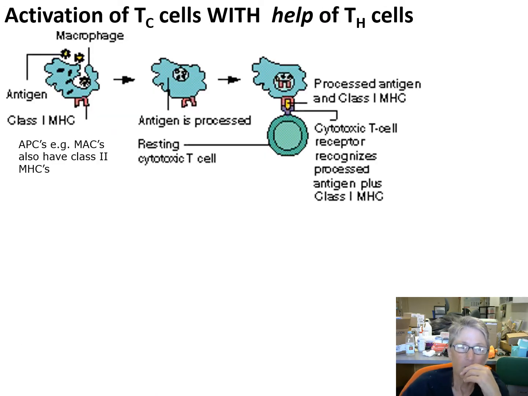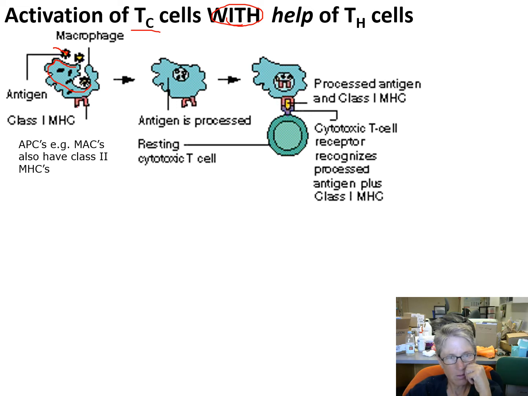Okay, so let's take a look at this cartoon. This is activation of cytotoxic T cells with the help of helper T cells. So this would be T-dependent activation of cytotoxic T cells. That means that these cytotoxic T cells need the help of a helper cell, T helper cell. So here's our hero, the macrophage. Here's our antigen, so a virus or a bacteria going into the cytoplasm of the macrophage.